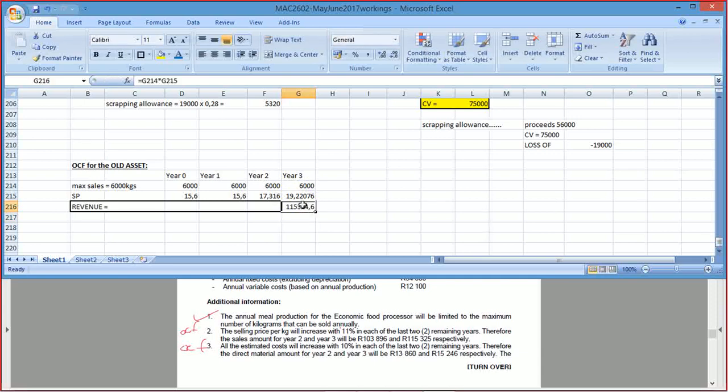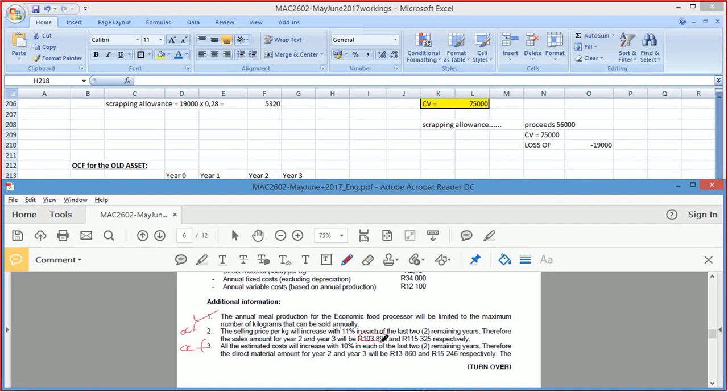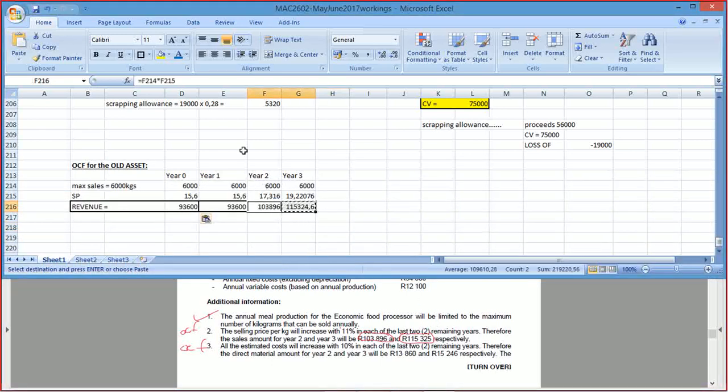Revenue would be your sales times your selling price. Yeah, you can see it's correct. See, those 2 figures need to be the same as those 2 figures. They didn't have to give that to you, but they did, so you probably won't get marks for it, but you have to put it in. Does it make sense? Yes, sir.